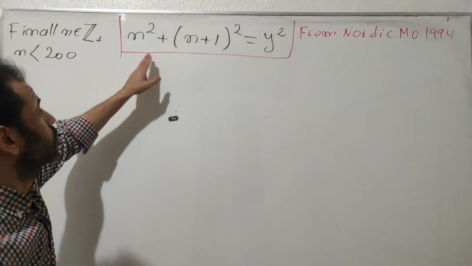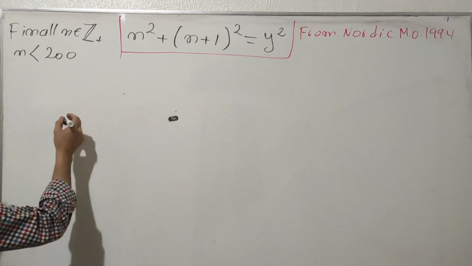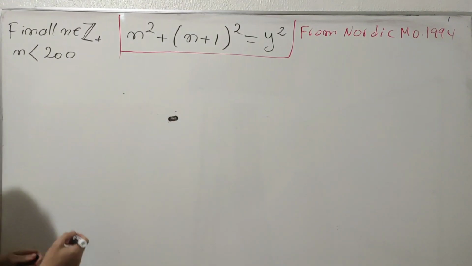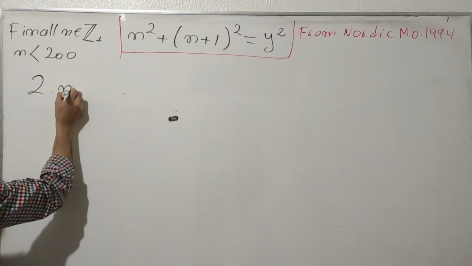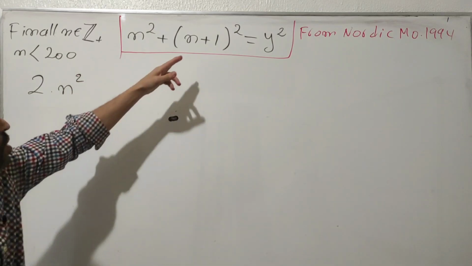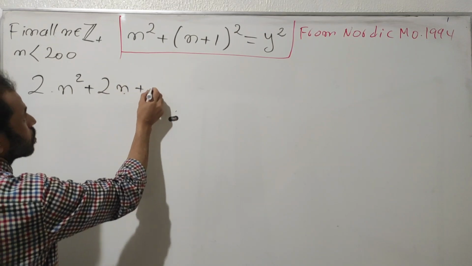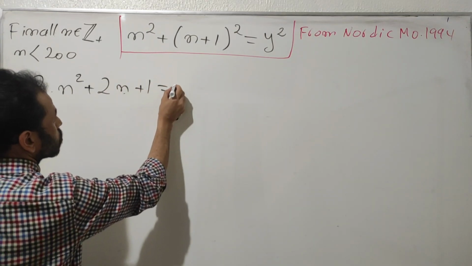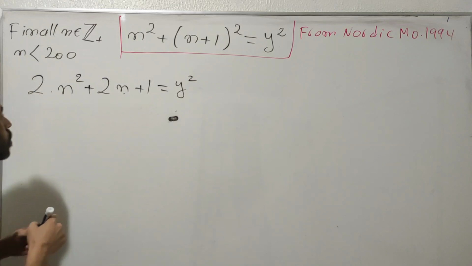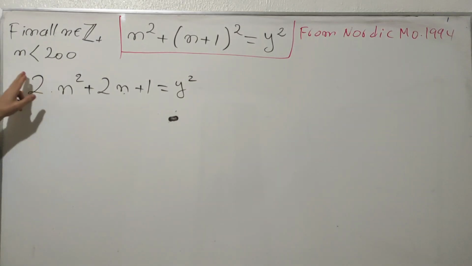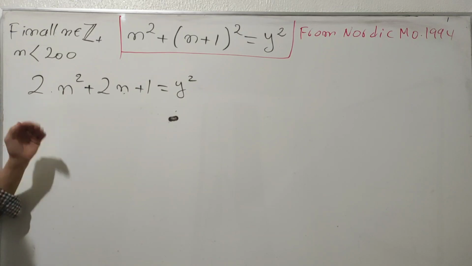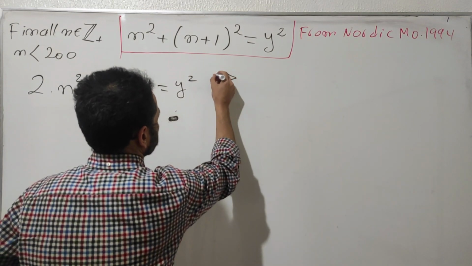So let's distribute this first. We get n squared plus n squared, which is 2 times n squared, plus 2 times n, plus 1, which equals y squared. Okay, so notice here, if I'm going to complete the perfect square, this is not enough, because we have the coefficient 2, and we need the coefficient 4 in order to make the perfect square. What to do? We are going to multiply both sides by 2. So we will have the following expression.